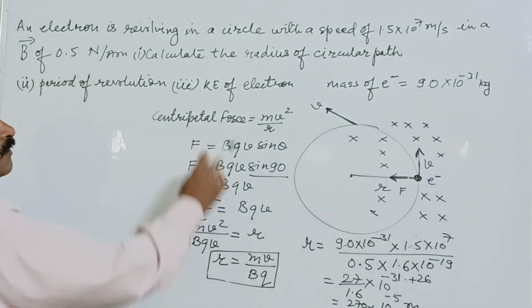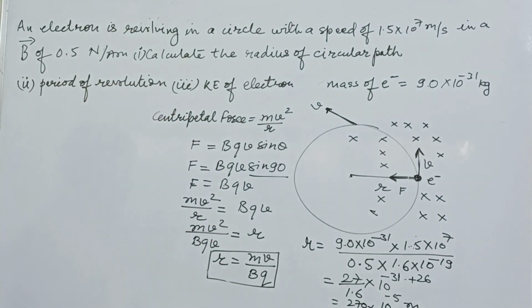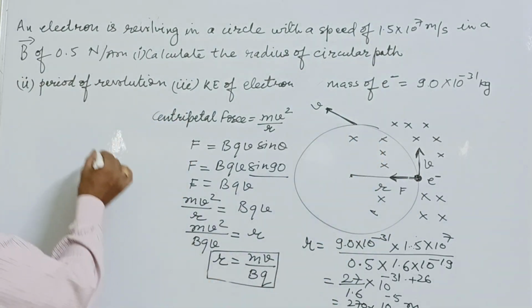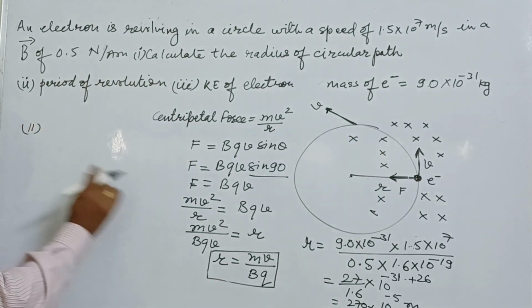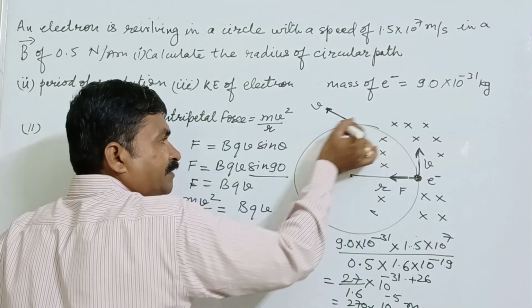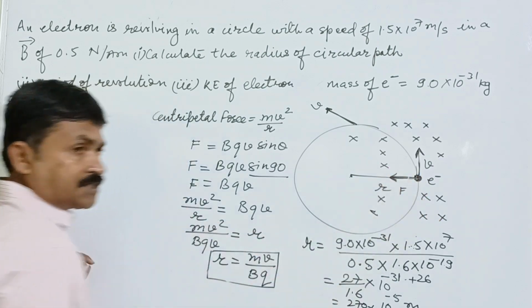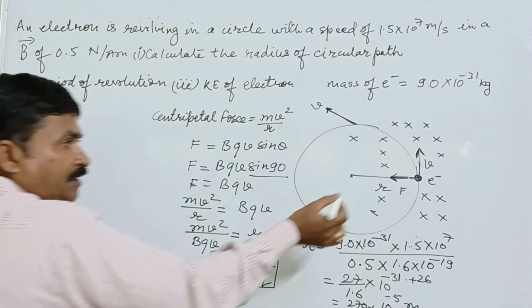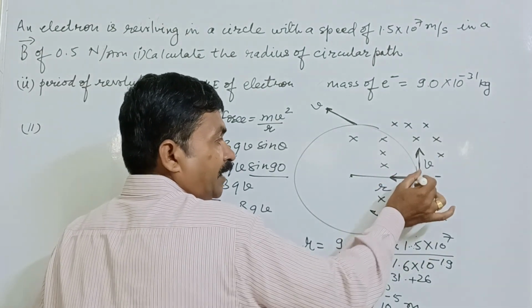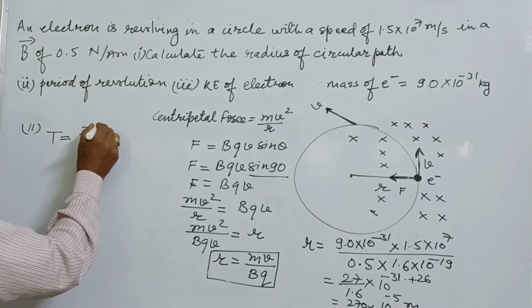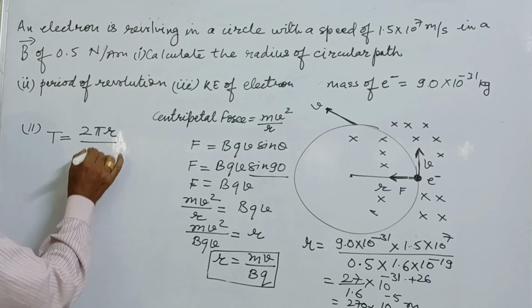Now second is period of revolutions. So period of revolutions means if we go through this, it is moving with some velocity, it is covering some distance. Now this distance will be 2 pi r. A complete revolution will be, so time period will be given by 2 pi r upon velocity component.